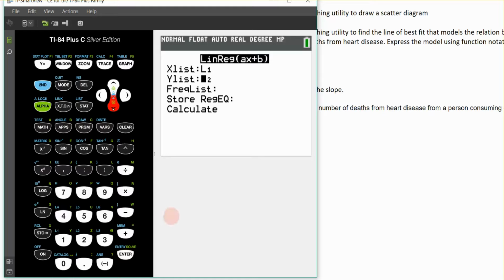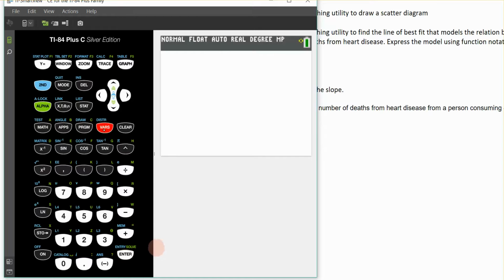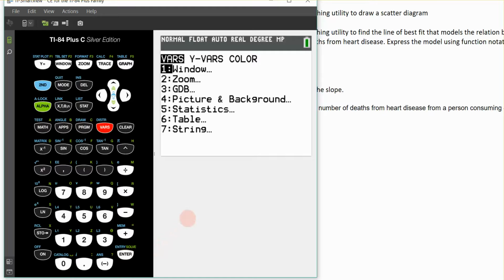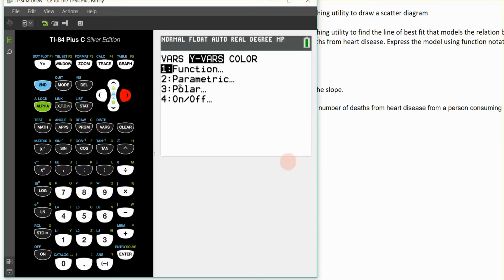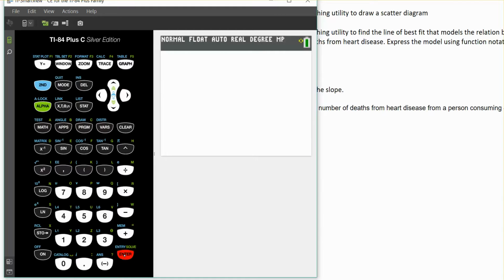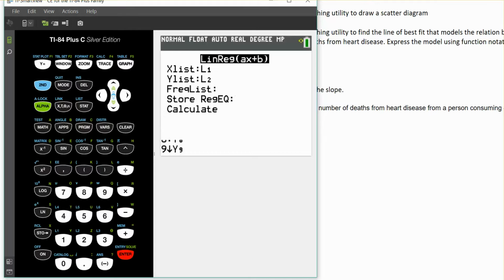Well, the nice thing about this is I can store it directly in the Y equals and not have to transfer any information. So to get it to be stored there, I arrow down to Store RegEQ and I choose Vars on my calculator. I'm going to arrow over to Y-Vars, and I am looking at a function. And so you see the list of possible functions here. I want to store it in Y1 in my Y editor. Now that I've chosen where I want to store it, let's calculate it. So I arrow down and hit enter.